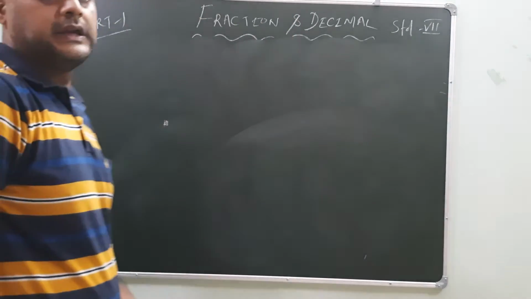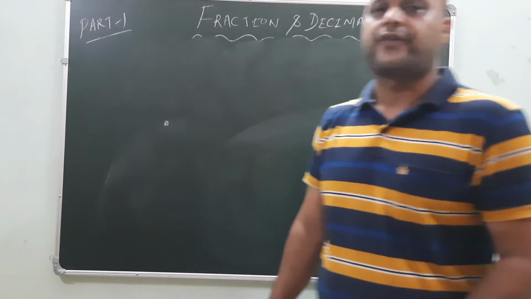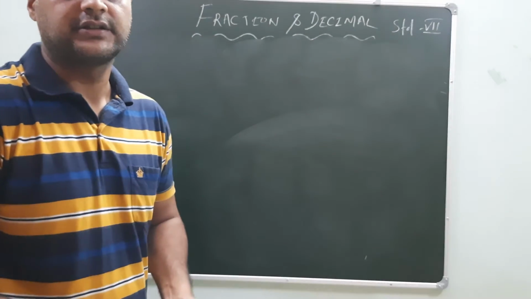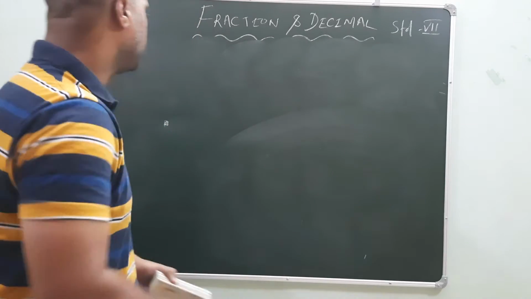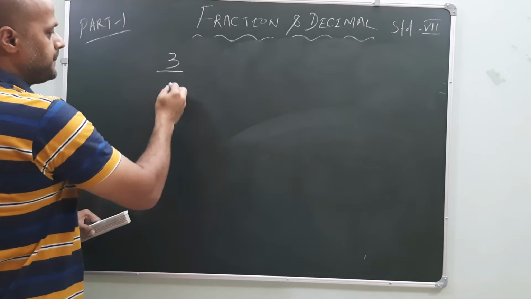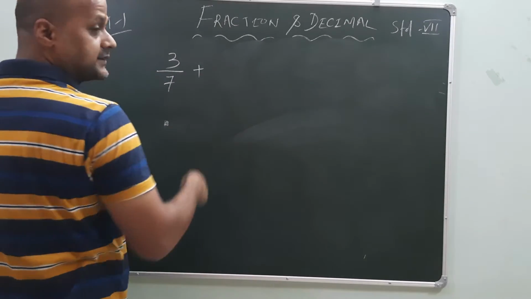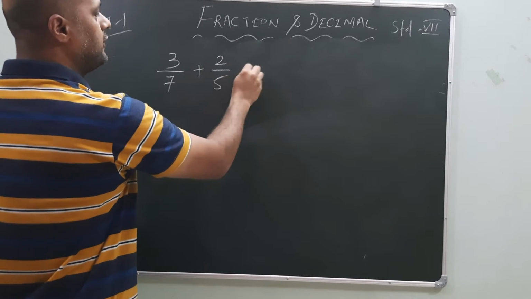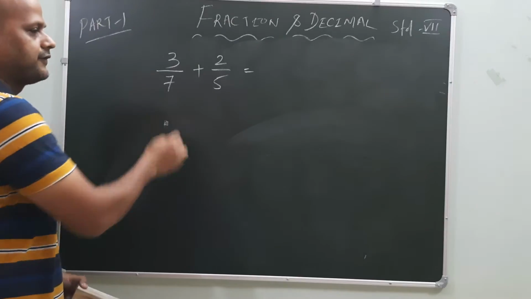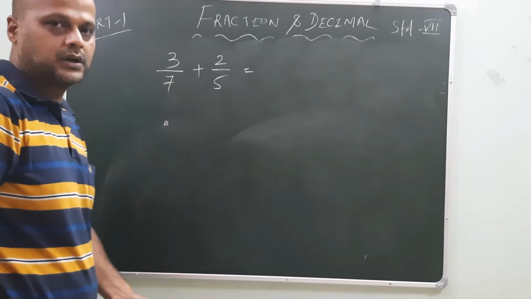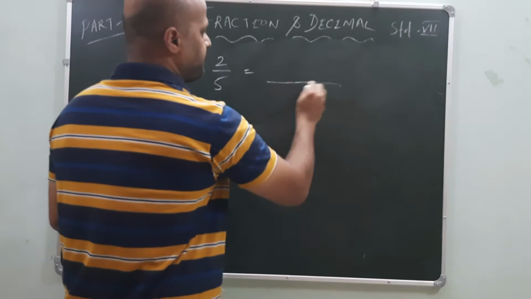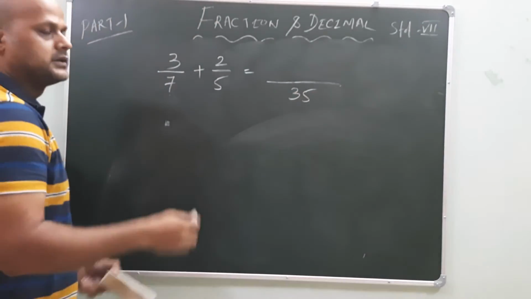Now come to the addition of two different fractions having different denominators. What is that? 3 by 7 plus 2 by 5. Now remember, same process. What is the LCM of 7 and 5? Both of them are odd numbers and not divisible by each other, that's why you multiply them directly. 5 7s are 35.